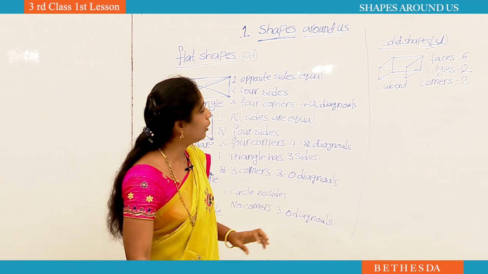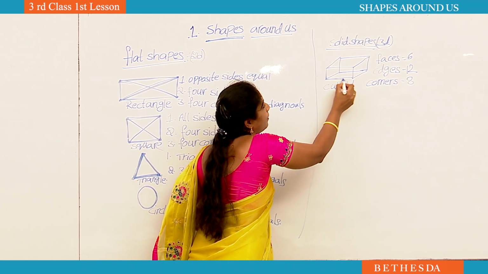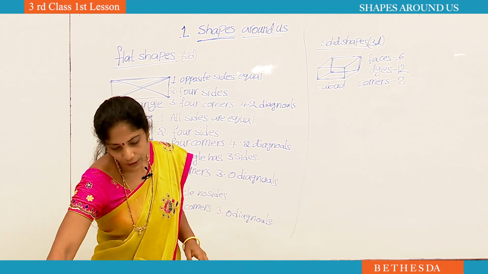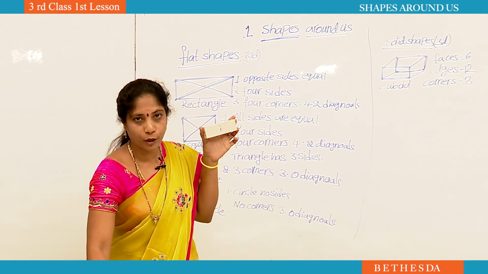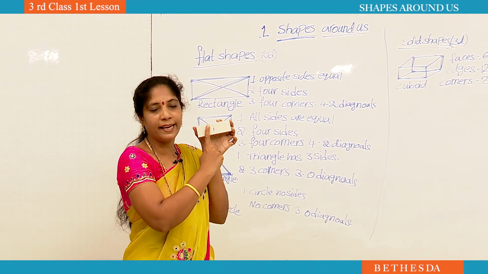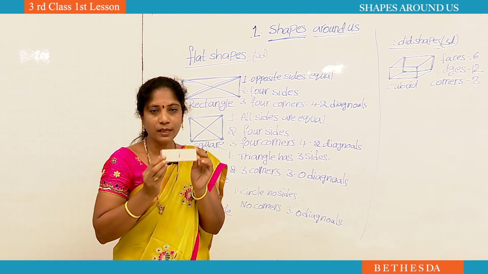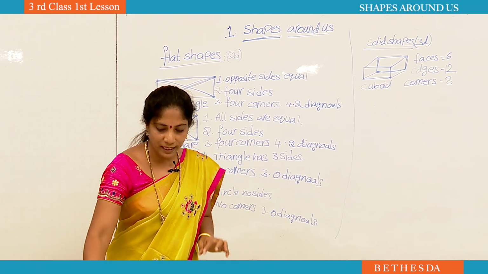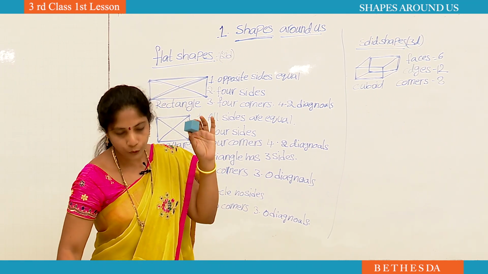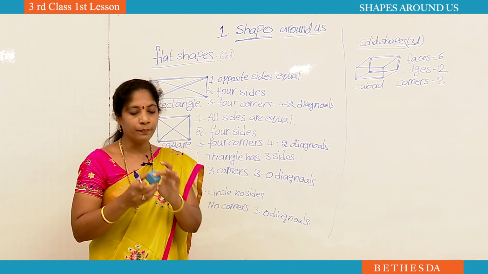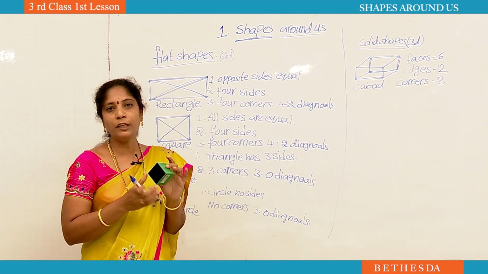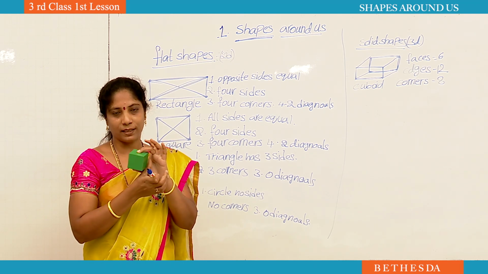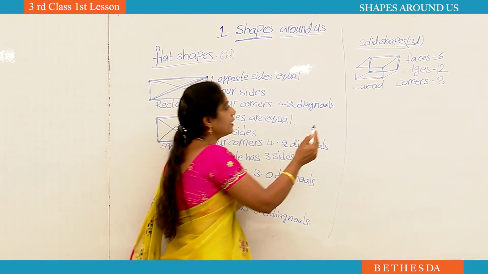You have to learn how to draw the cuboid. See here, draw a rectangle and another rectangle, and you have to join the edges. If you observe the faces of the cuboid, they look like rectangles. Next one is the cube. See, you can observe here, the cube. What did you observe from this cube? All sides are equal and all faces are equal. Yes. Next one is the cube.